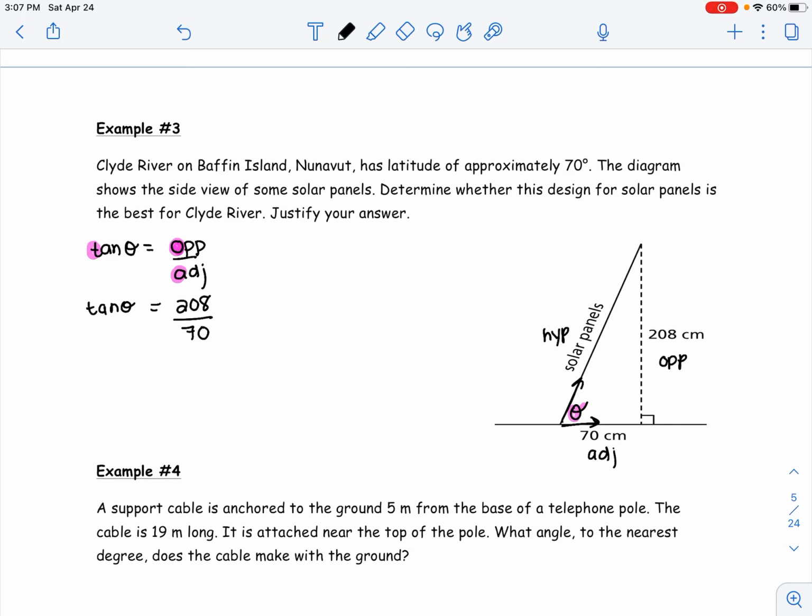The next thing we always have to do is bring this to the other side of the equation. And for tan to move to the other side, we have to do its opposite. The opposite of tan, when we bring it over, is called tan inverse. And that becomes tan inverse of the ratio that we have on the right side. So tan inverse, in brackets, you have to put 208 over 70. So this is where we switch to our calculators, and as long as we're in the right mode, we should be able to get the right answer.